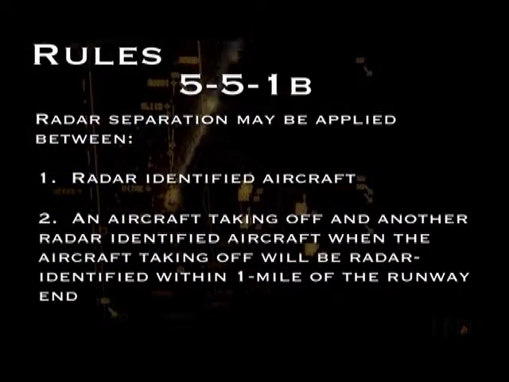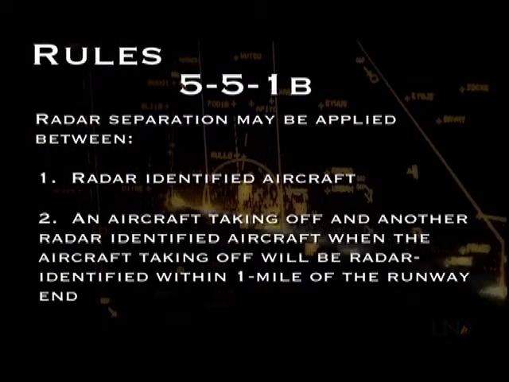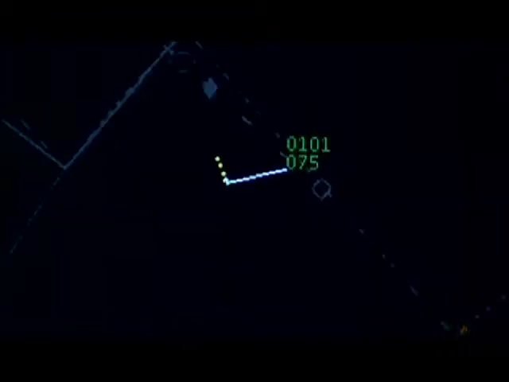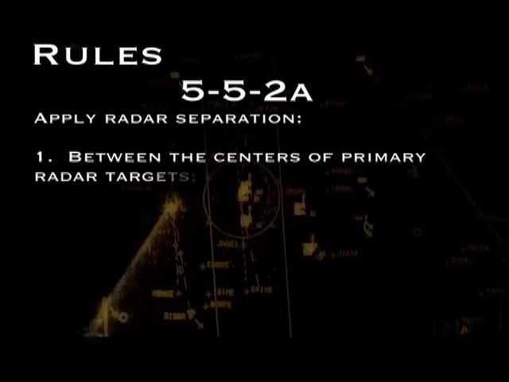So in order to apply radar separation, the aircraft must first be radar identified. This can be either an aircraft with an IFR flight plan, in which case you'll see a full data tag with it, or one that has been assigned a discrete squawk code. It can even be a primary only target. Paragraph 2a describes how separation minimums should be applied.